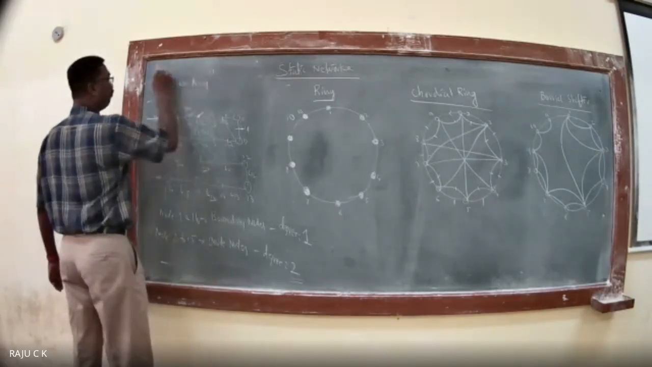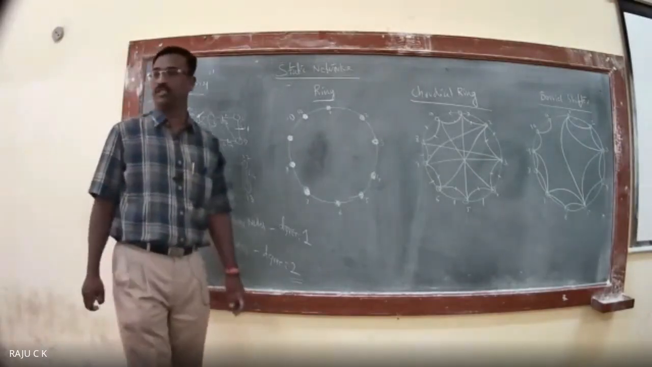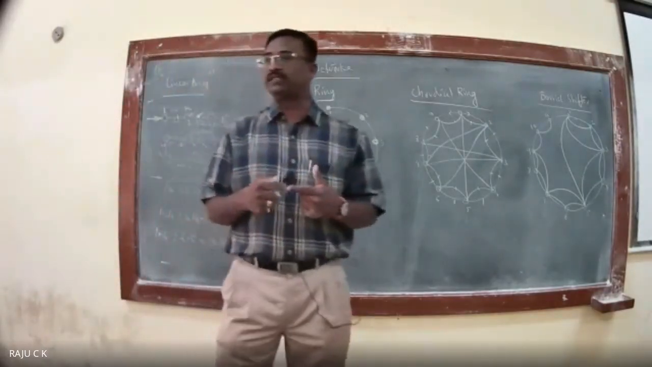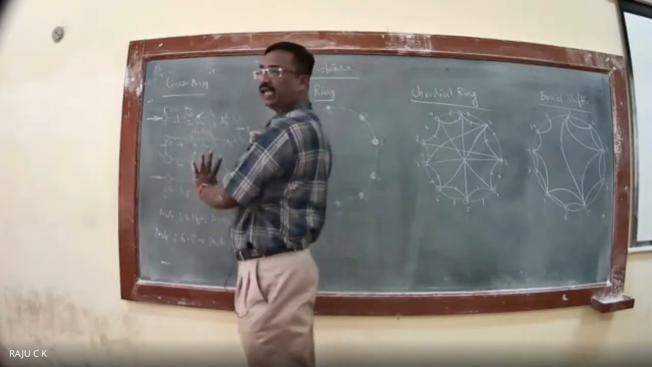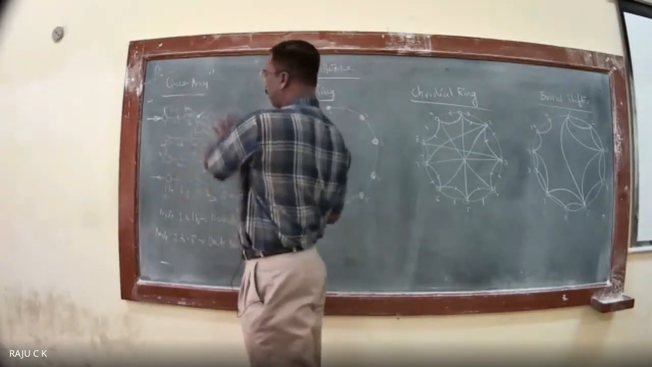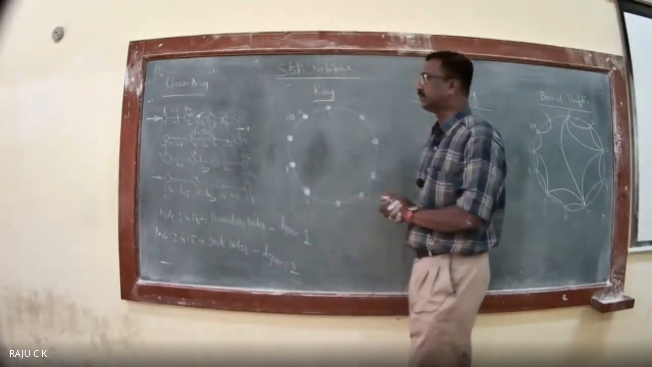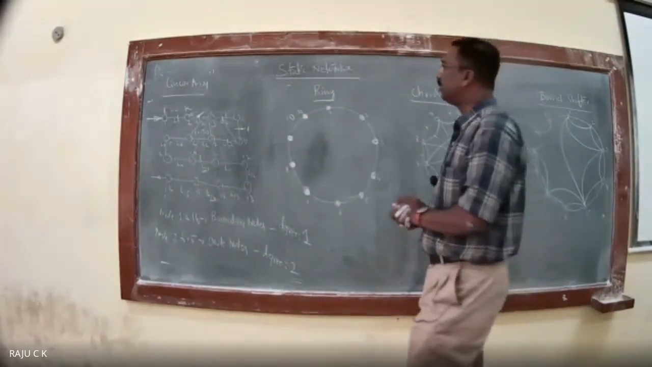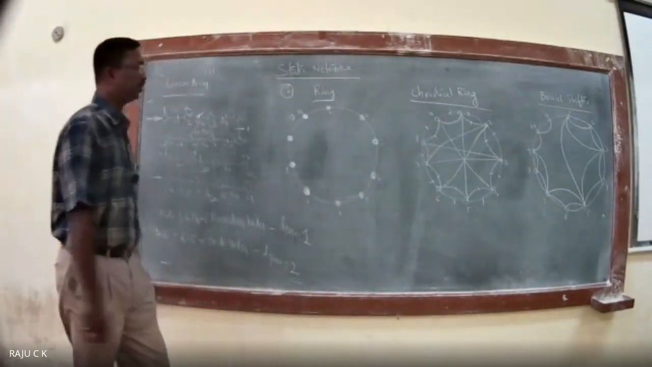They may ask you for 5 marks or 4 marks: explain the functions of a linear array. For that, you write the figure and explain the parameters of the linear array like this. The next point is the second network, called the ring type network.